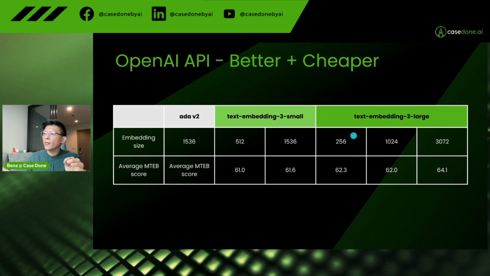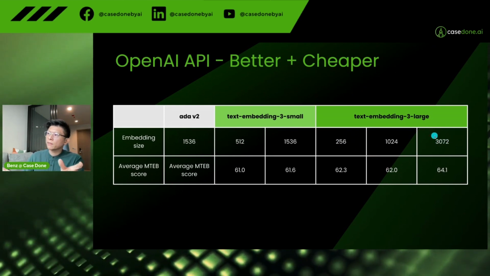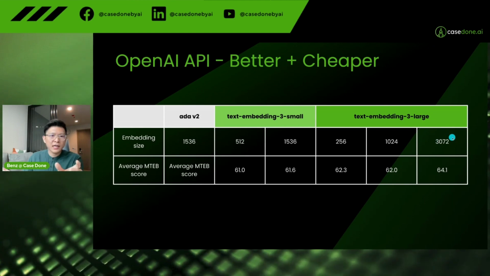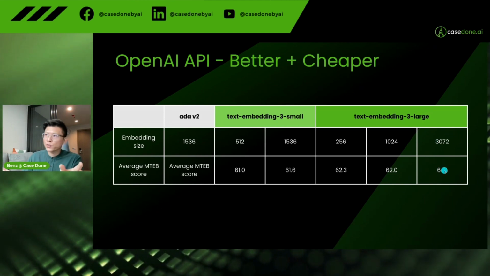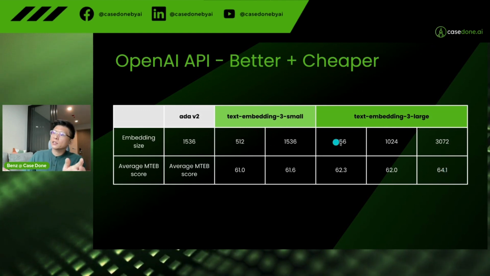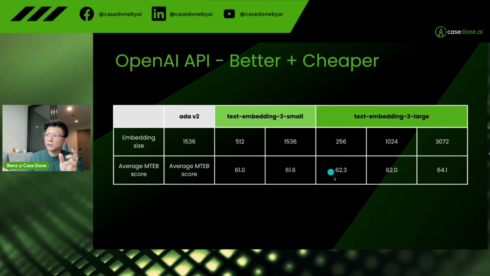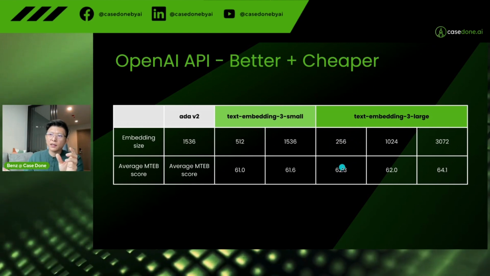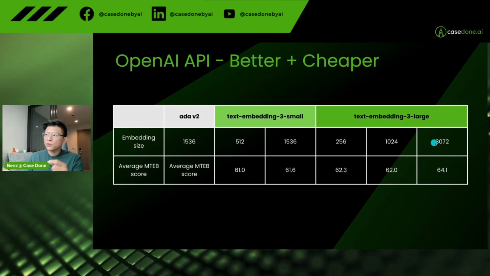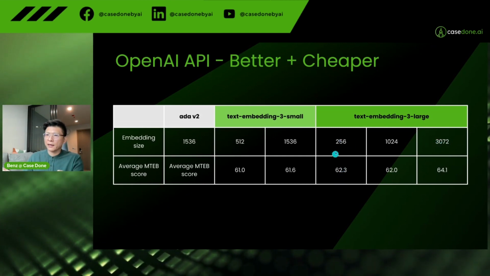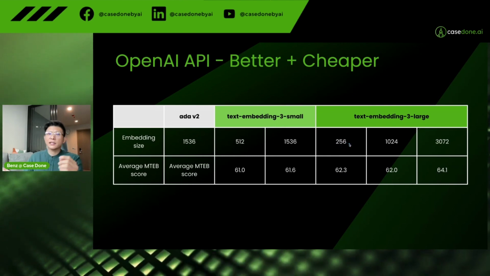For example, for the large model, the maximum length is about 3072, but the score is about 64%. But if you shorten it down to only 256, the performance is only dropped by 2%. But I think you can save a lot of memory and processing, probably like 8 times. I think it's worth it.